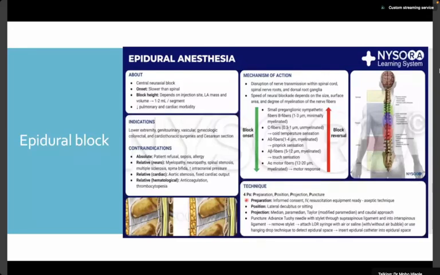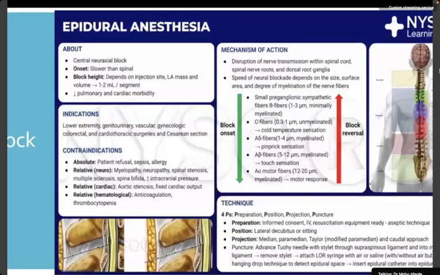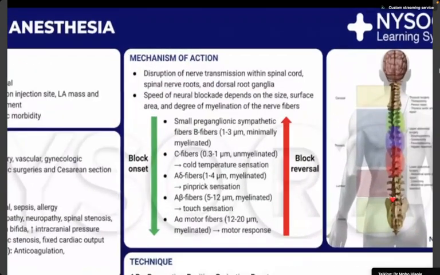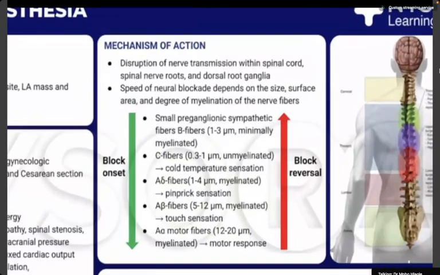I found this very nice, something that you can have in theater. A very easy reference for epidural anesthesia. It explains basically what I did explain, your indications, the absolute indications. But what I want to go through is where it says the mechanism of action. If you look at the mechanism of action, there are two arrows there. There's a green arrow and there's a red arrow.